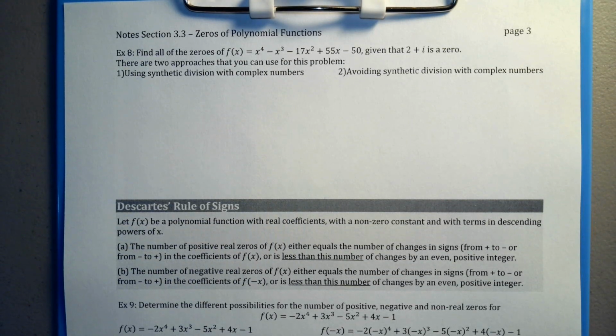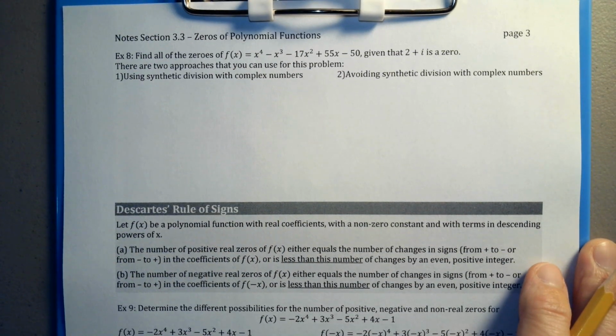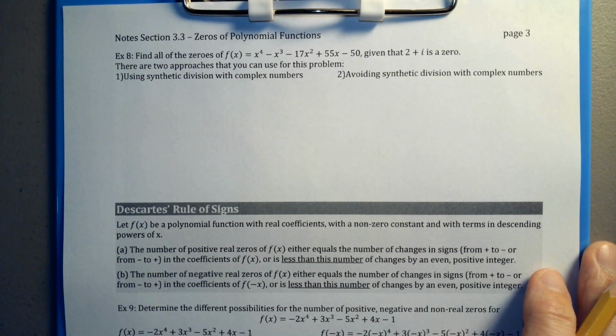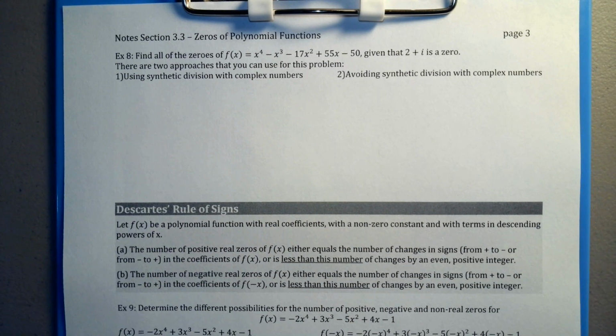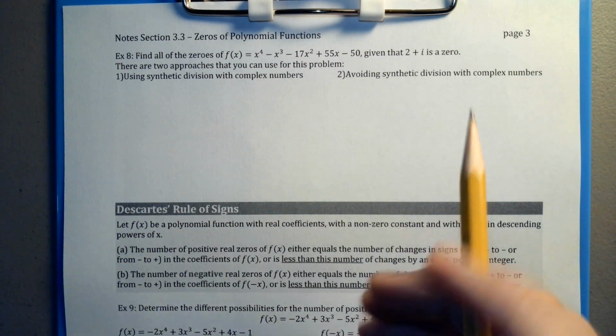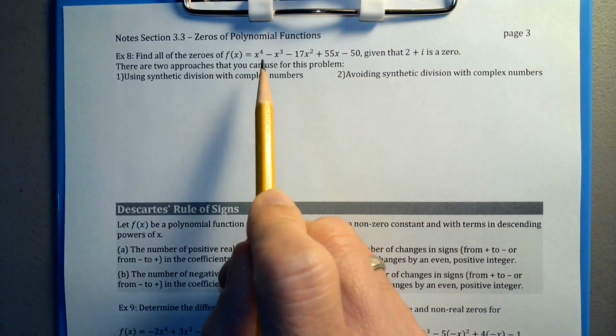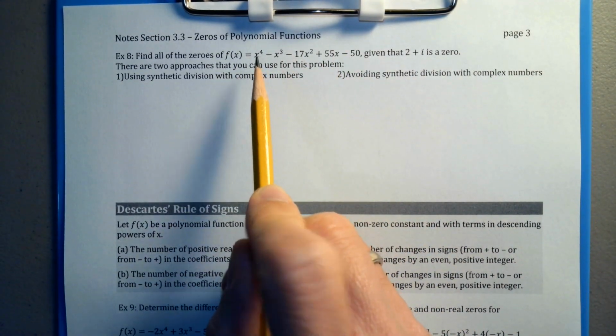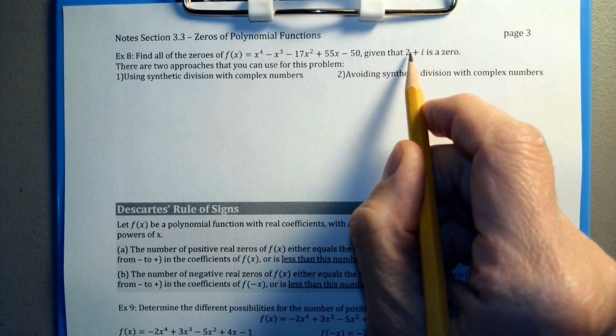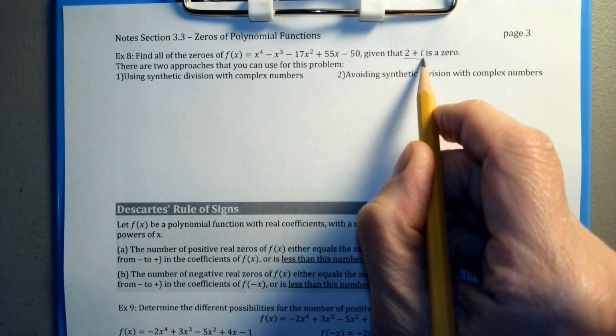Okay, so we're looking at page 3 now of the notes for section 3.3. We're still trying to find zeros of polynomial functions. So this example, number 8, they give us a polynomial of degree 4, so we know there's going to be 4 solutions. The solution they give us, though, is a complex solution this time.